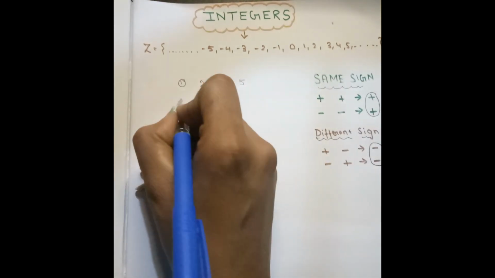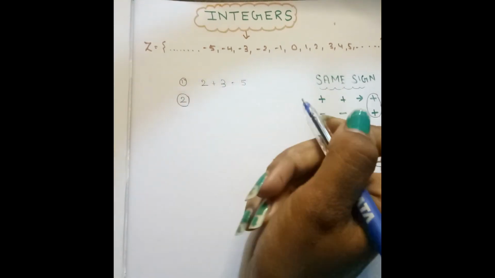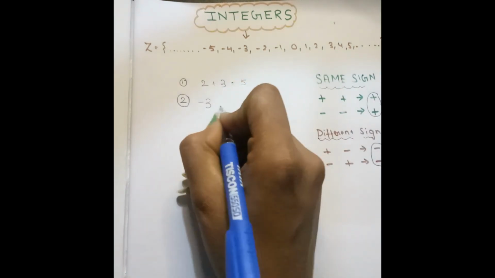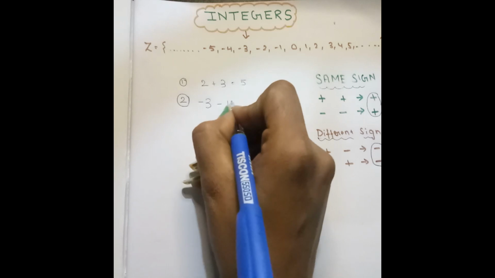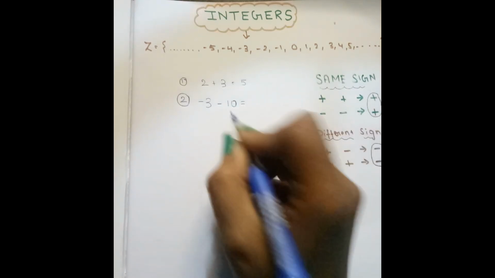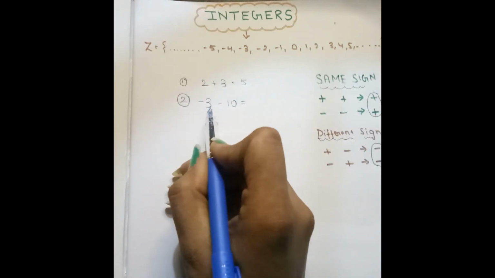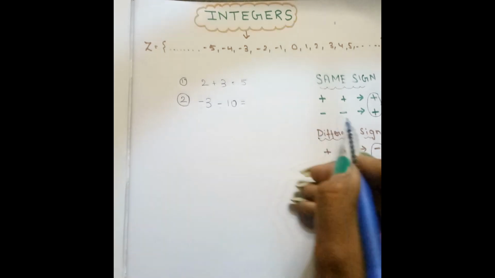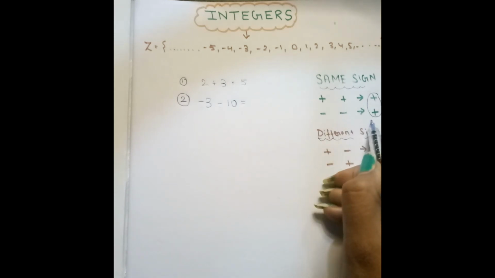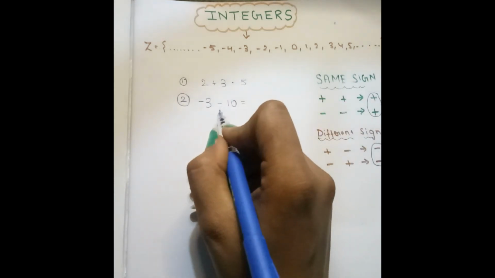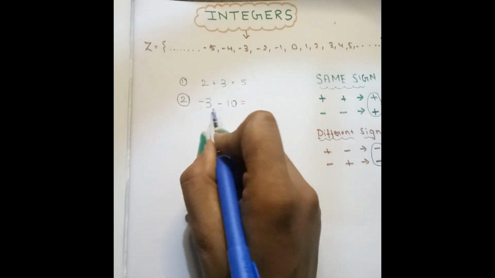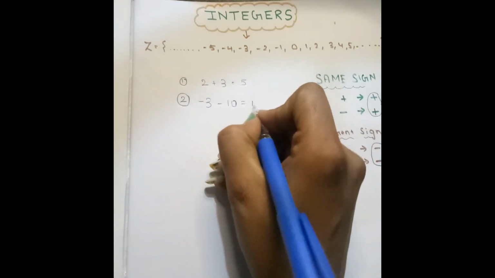Now let's do another question: -3 minus 10. How do we solve this? As you can see here, the sign is minus and the sign is minus. Are they the same sign? Yes. And when we have the same sign, we have to do plus. What is the meaning of plus here? You simply have to add the numbers. So 3 plus 10 is 13.